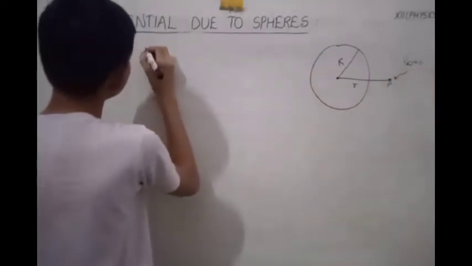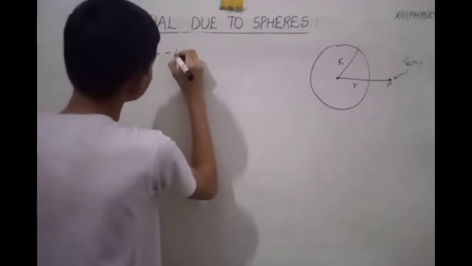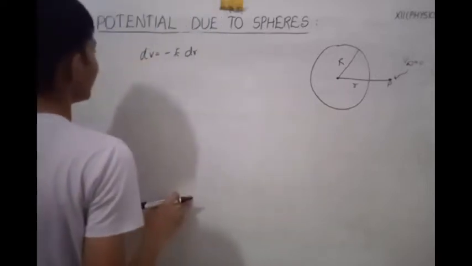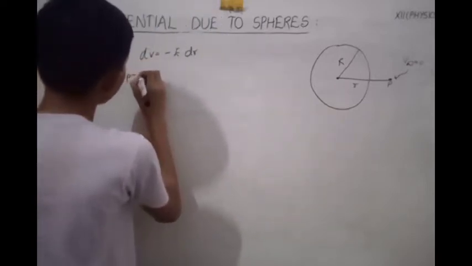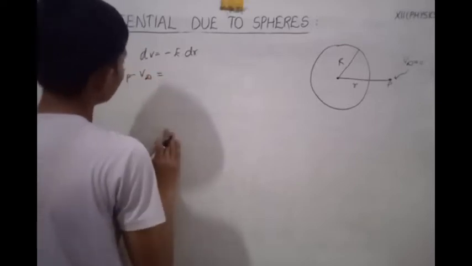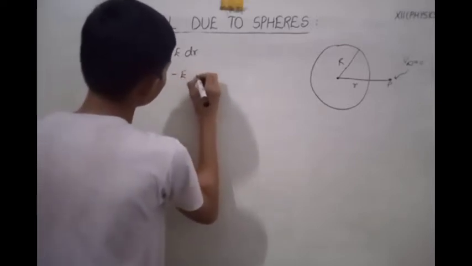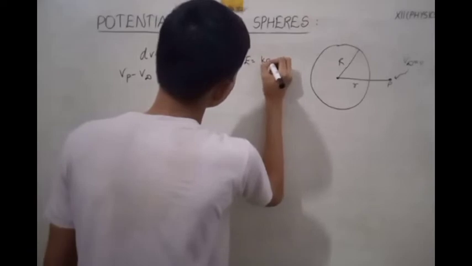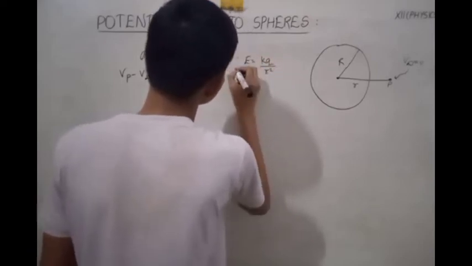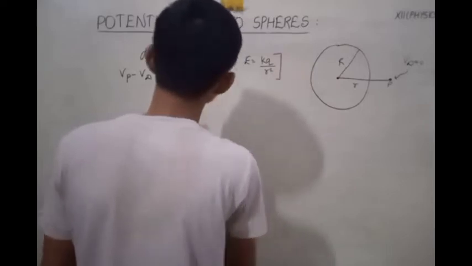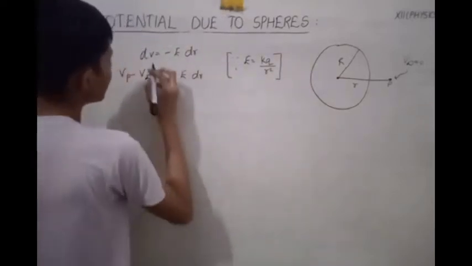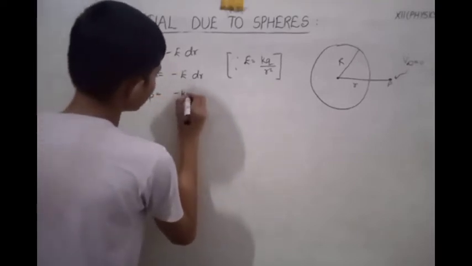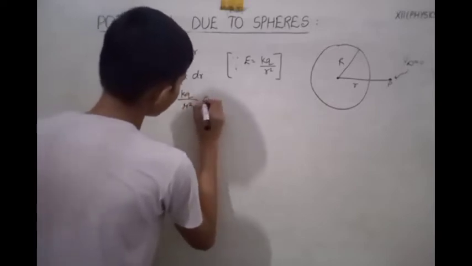We know the formula that dV equals minus E dot dr. We will apply the same formula here for finding the potential at P. Vp minus V infinity equals minus E dot dr. We know the formula of the electric field, which is E equals kq divided by r square. We know that potential at infinity is 0. So we are left with Vp equals minus kq divided by r square dot dr.